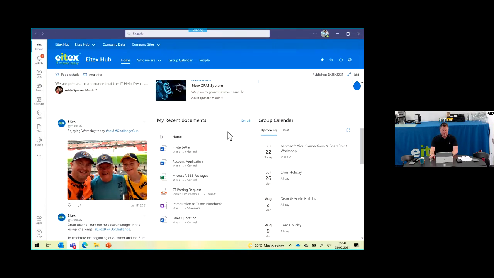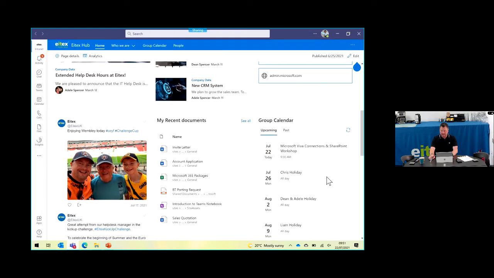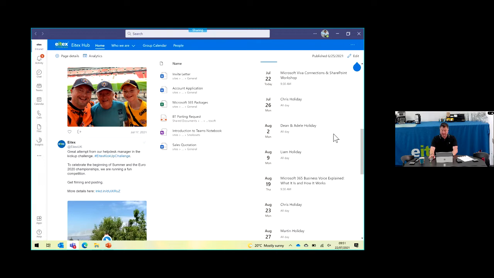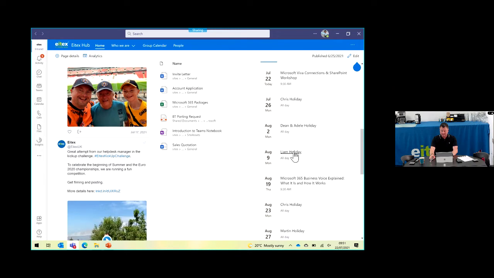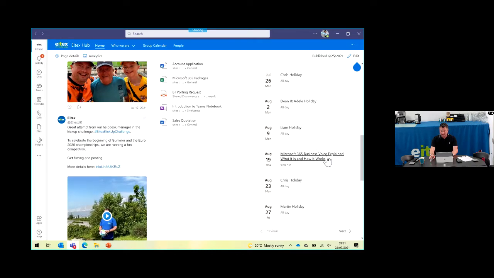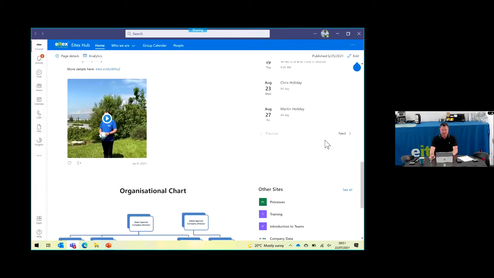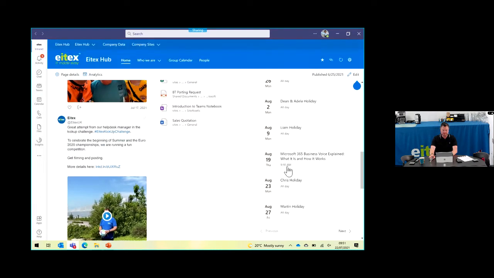Here we've got my recent documents, so it shows you the things Luke's been working on here. And to the right, we have a group calendar, so I can see when people are on holiday. We do allow holidays here at iTex. Yep, so we've got Chris on holiday on the 26th, Adele, Liam on holiday, then we've got another event here, Business Voice Explained. So this really is an instant snapshot of your organization at a top level, an organizational chart. And then we've got links to other SharePoint sites as well.